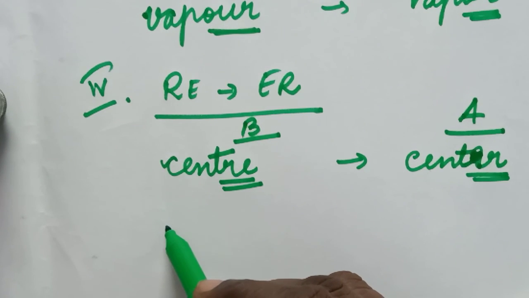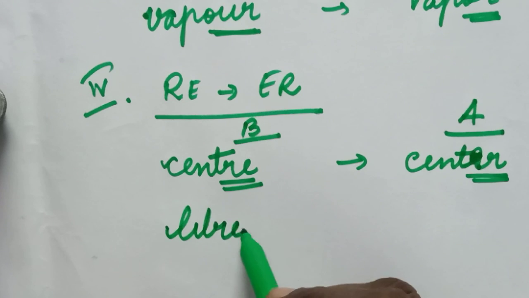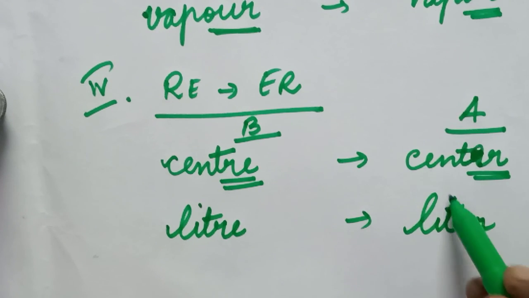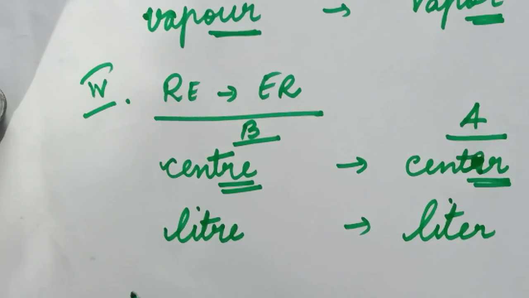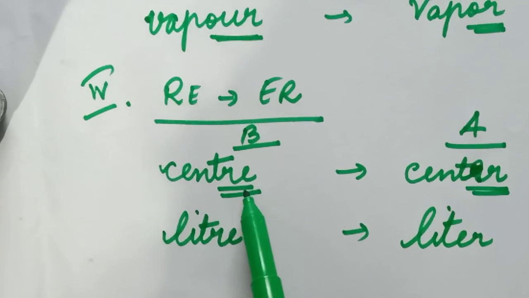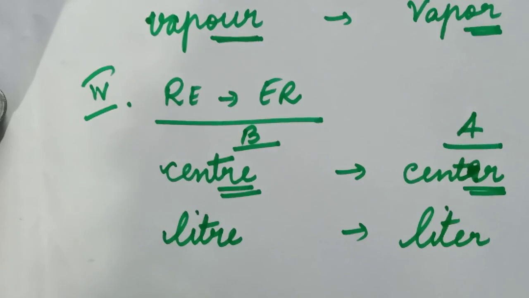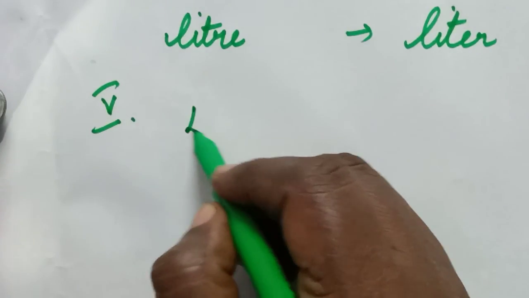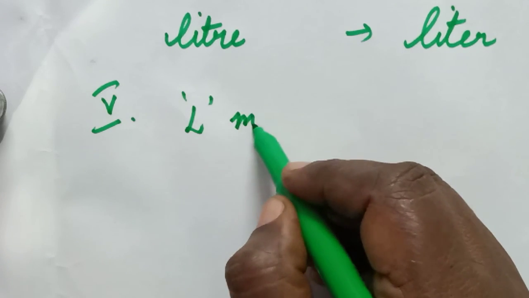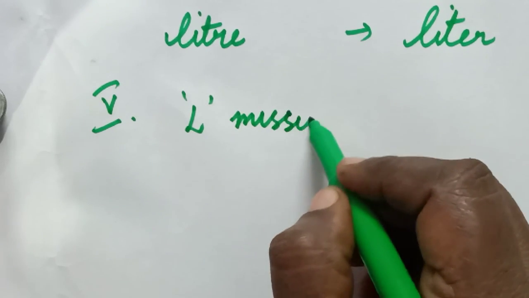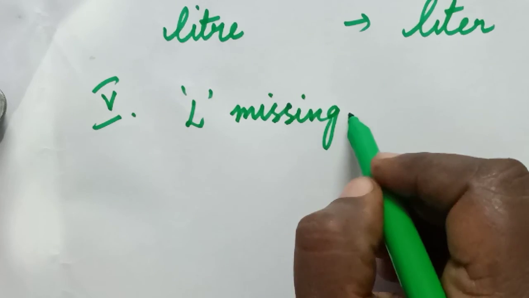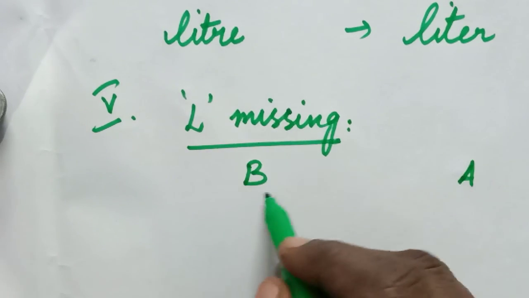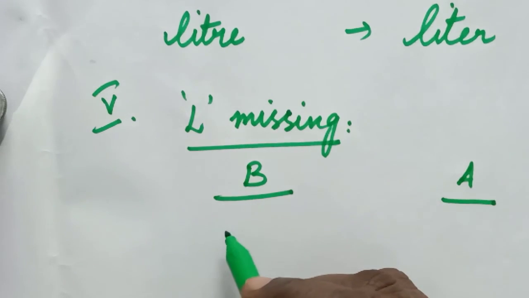And this next one is litre. L-I-T-R-E in British English, and L-I-T-E-R in American English. So this type is the RE to ER type. And the fifth one is L missing. When a particular word in British English has two Ls, in American English one L will be missed out.